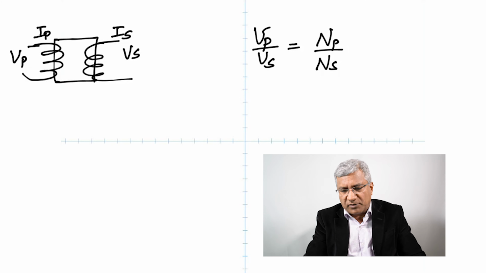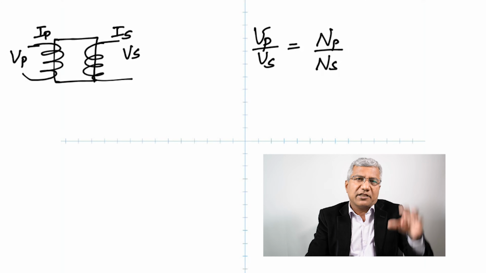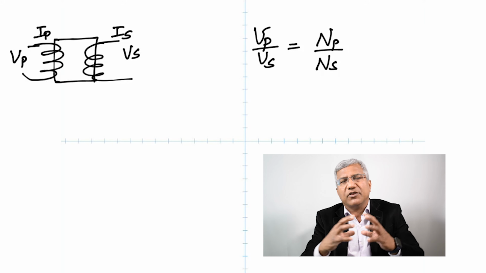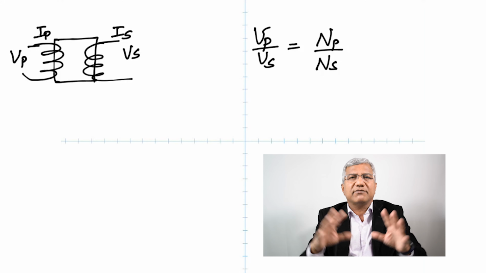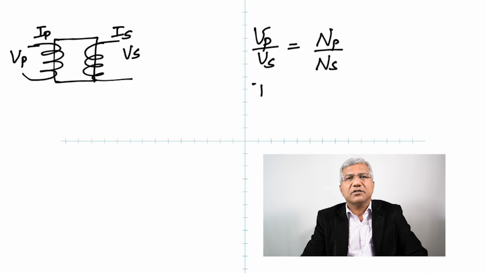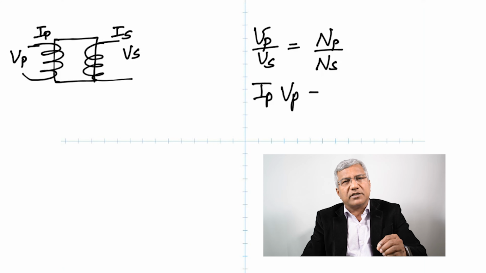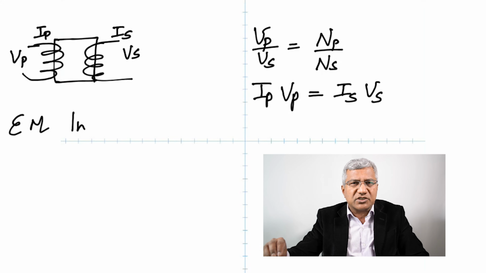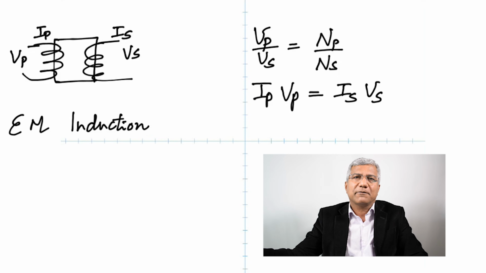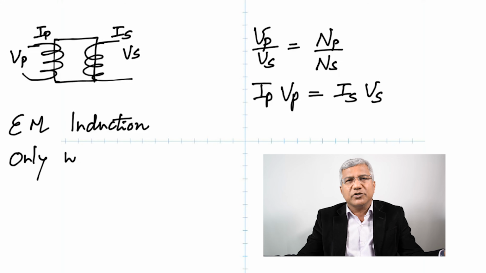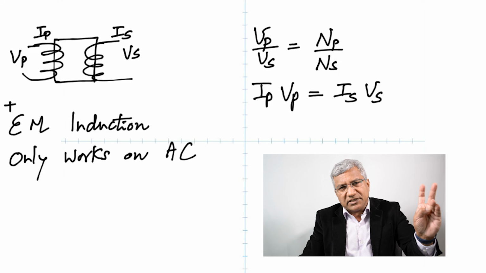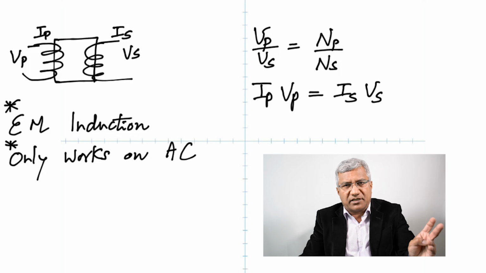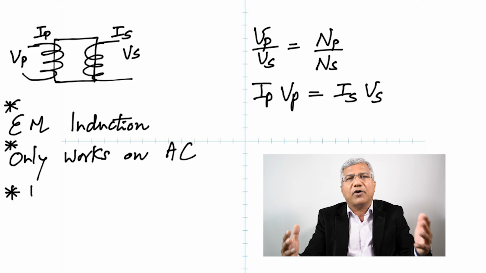But there's also another formula. The power in the primary is equal to the power in the secondary. How do we calculate electrical power? It's the product of voltage and current. So that means the product of the primary current with the primary voltage should be exactly equal to the product of the secondary current with the secondary voltage. There you go. That's all you need to know: the parts of the transformer, that the transformer only works on AC because otherwise there's no electromagnetic induction, and these two formulae. That's all.